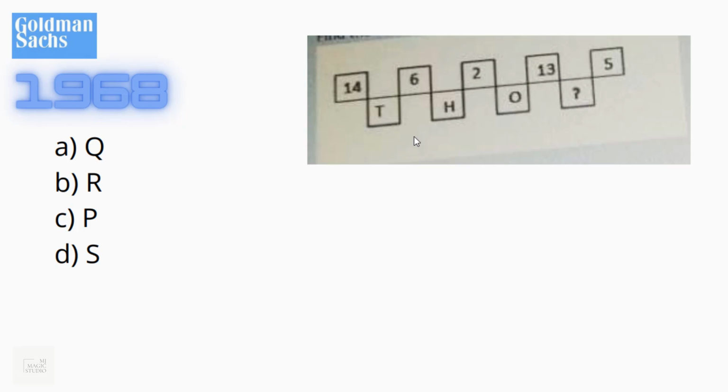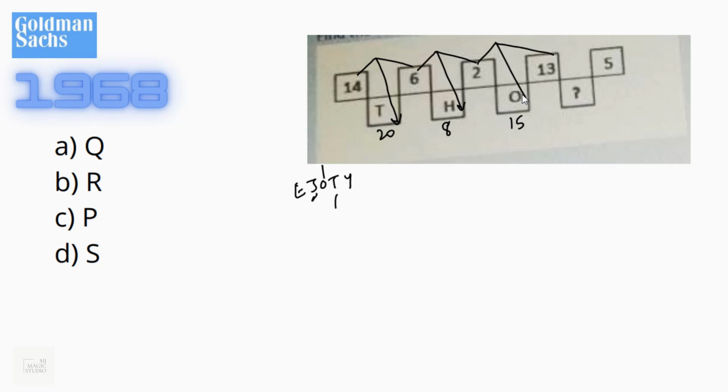Okay, alphabets and numbers, and let us convert these alphabets into numbers first. What is T? E, J, O, T, Y. T is 20, and H is 8, O is 15. Then somewhere it's working. Yes, 14 plus 6 is 20. Okay, 6 plus 2 is 8. It's working. 2 plus 13 is 15.